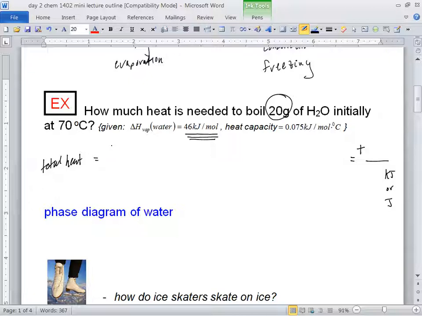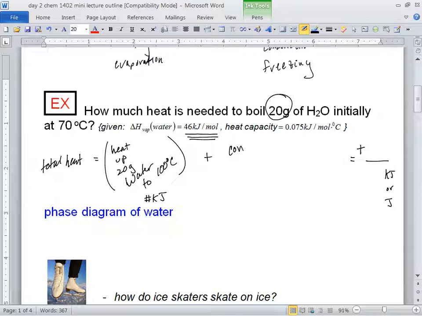So you have to heat up the water. Heat up 20 grams of water to 100 degrees Celsius. That's going to be so many kilojoules. Then, okay, now it's all at 100 degrees Celsius. Now you have to convert that liquid to a gas. So there's 2 steps.